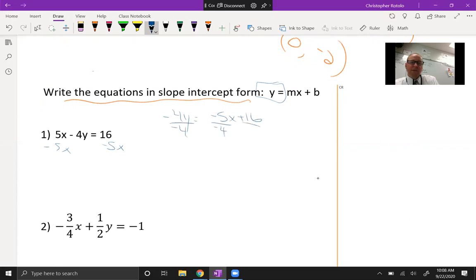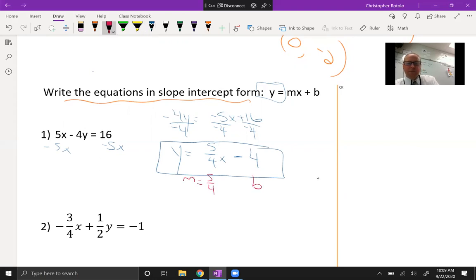I'm going to make this look like what's called a complex fraction. I'm going to show each term divided by that. So negative divided by a negative is positive, 5/4 x. Positive divided by a negative is negative, and 16 divided by 4 is 4. So now we're in slope-intercept form. Okay, quick review, we found the slope is 5/4. B is negative 4, right, the y-intercept.